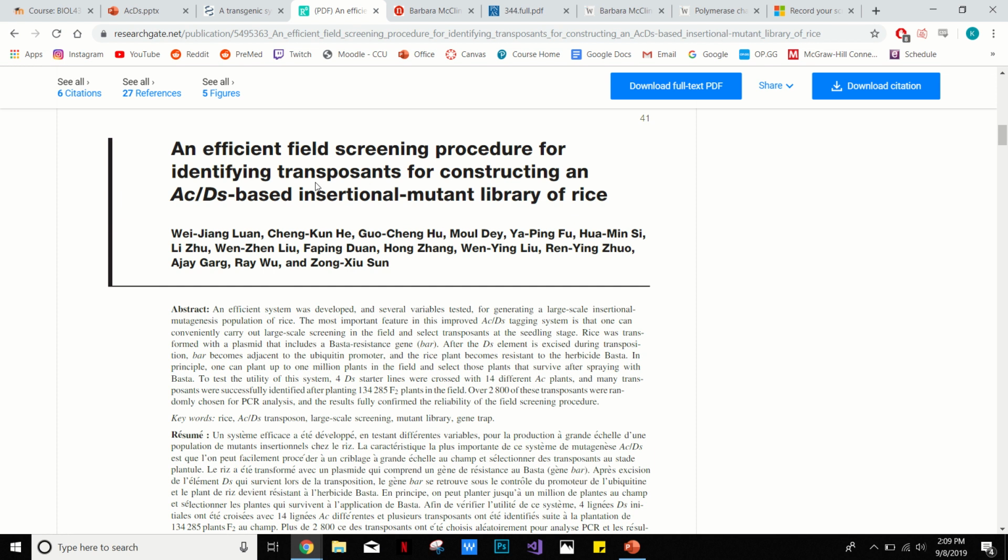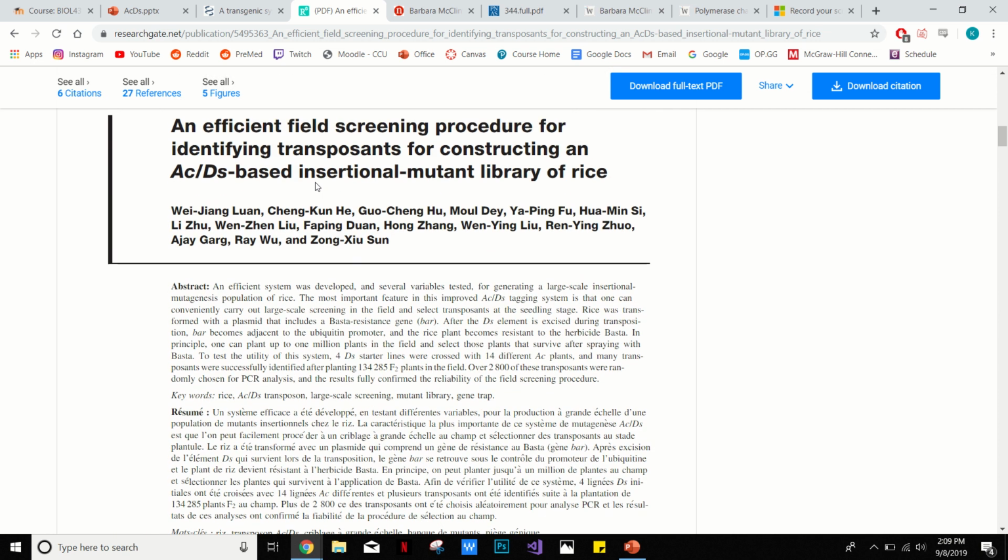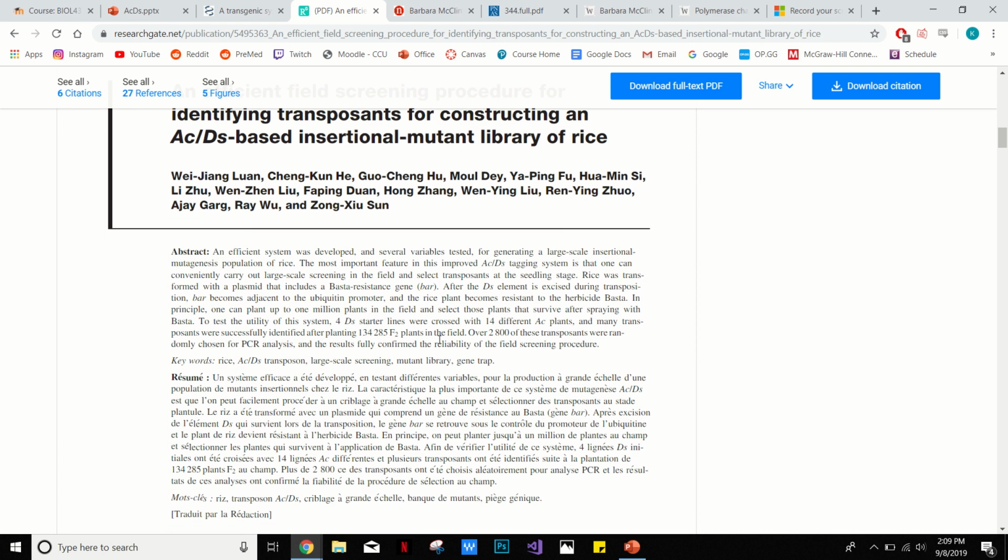This paper is a good example of this. It's called an efficient field screening procedure for identifying transposons for constructing an Ac/Ds-based insertional mutant library of rice. Essentially, they remove the Ds tagging system in the rice, and they also insert a BASTA resistance gene. And then once the Ds element is removed, as it says right here, the bar gene then becomes adjacent to the promoter, and this allows it to exhibit herbicide resistance.